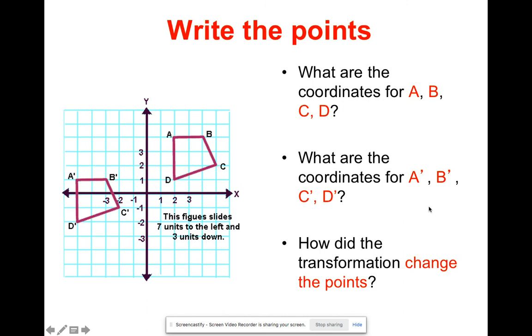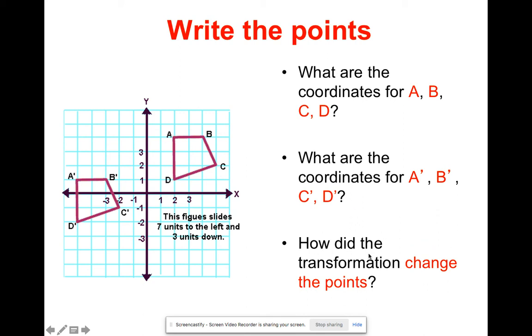So we are going to write the points. What are the coordinates for A, B, C, D? A's at 2, 4, B's at 4, 4, C's at 5, 2, and D's at 2, 1. What are the coordinates for A prime, B prime, C prime, and D prime? Well, A is now at negative 5, 1. B is now at negative 3, 1. C is at negative 2, negative 1. And D is at negative 5, negative 2.